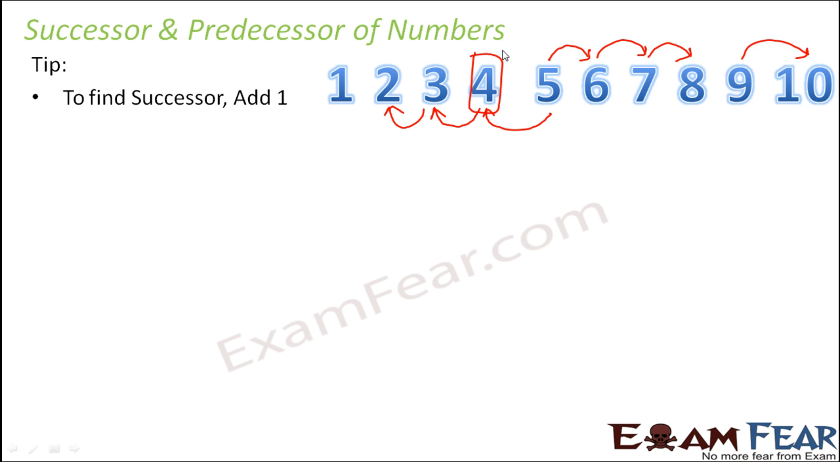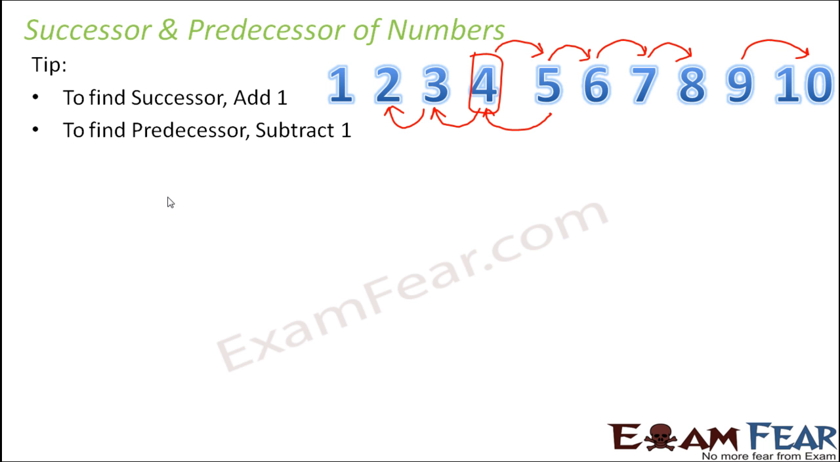So if you add 1 to 4, where do you go? 4 plus 1 is 5. So you actually reach the next number. Similarly, whenever you have to find the predecessor, subtract 1. So when you reduce 1 from a number, you go to the before number.